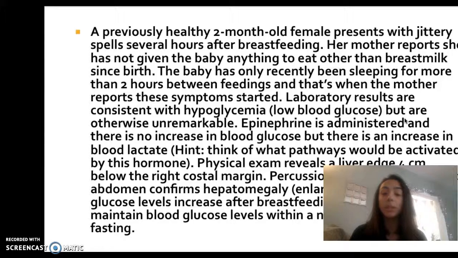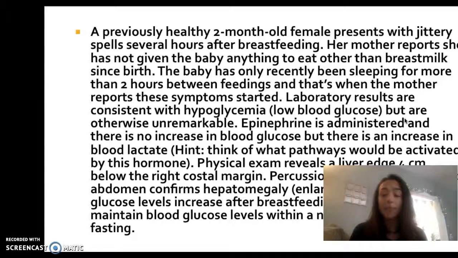The baby has only recently been sleeping for more than 2 hours between feedings, and that's when the mother reports the symptoms started. Laboratory results are consistent with hypoglycemia, which is low blood glucose, but are otherwise unremarkable. Epinephrine is administered, and there's no increase in blood glucose, but there's an increase in blood lactate.